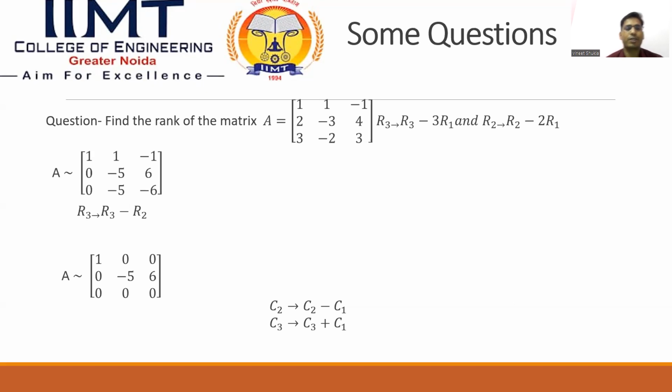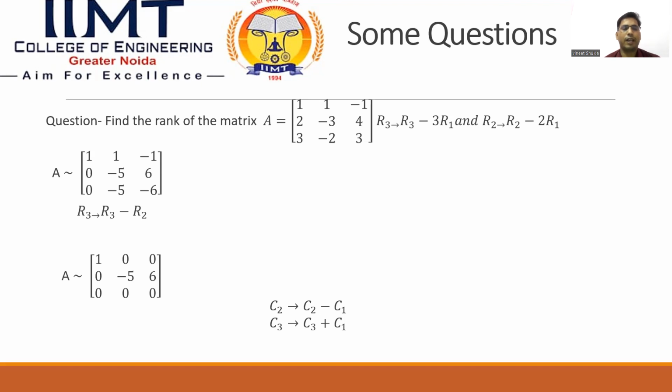Suppose that we have a question to find the rank of a matrix A equals, in the first row 1 1 minus 1, second row 2 minus 3 4, and third row 3 minus 2 3. We will reduce it into normal form. So first we will make zeros below the first element in the first row and first column. Therefore, we apply the row elementary operations, that is row 3 minus 3 into row 1, and row 2 minus 2 into row 1.